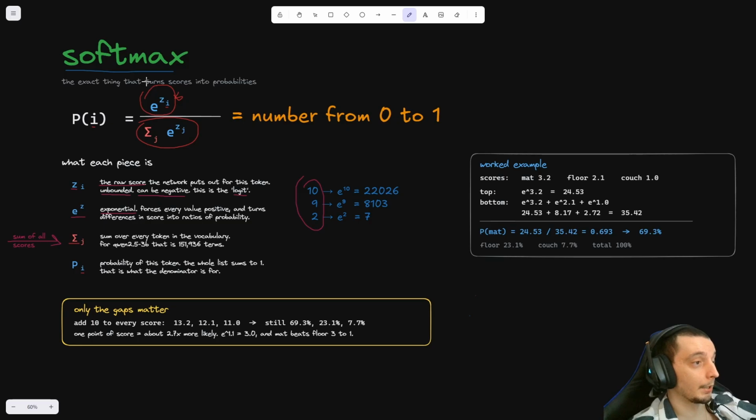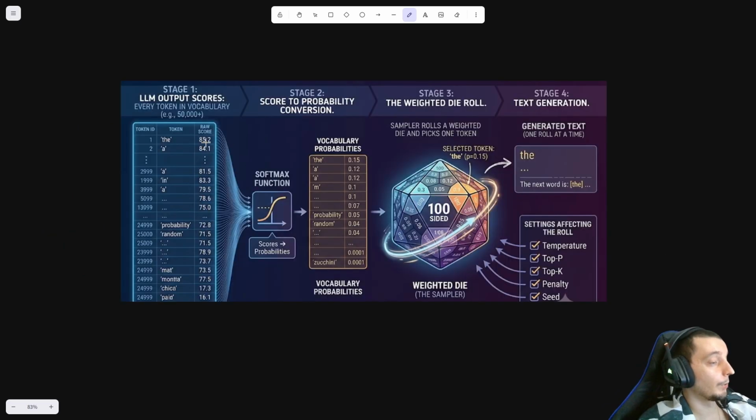So we divide the score of our token i by the sum of all scores, and that's it. And we get our probability, which is a number from 0 to 1. This is literally how the softmax function works. Well, we are done with the hard part.